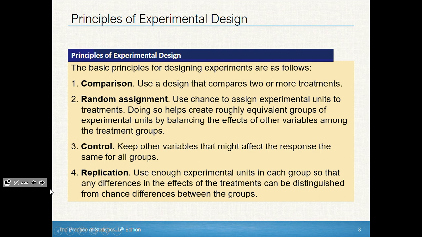And finally, we want to have replication. We want to have enough experimental units so that any differences in the effects of the treatment can be distinguished from just luck of the draw. So for example, if I only do it on 10 people, say I flip a coin 10 times, it's not terribly unusual to get only 2 or 3 heads. But if I flip a coin 100 times, only getting, say, 20 or 30 heads is a lot less likely. That's because of replication, because I've got enough experimental units so that I don't think it's just dumb luck or pure chance that resulted in these differences.